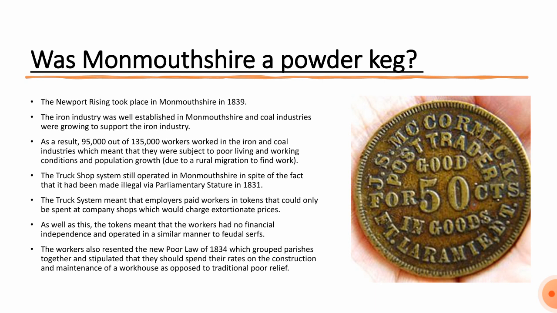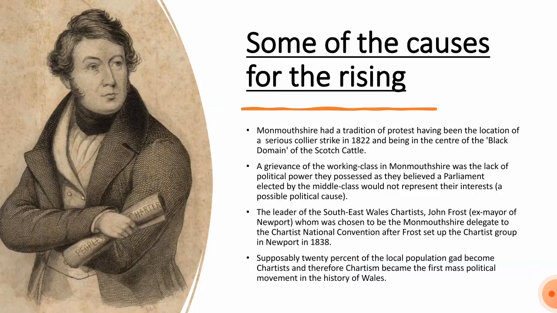The workers also resented the new Poor Law of 1834, which grouped parishes together and stipulated that they should spend their rates, so that's the money that the workers pay them, on the construction and maintenance of a workhouse, as opposed to traditional poor relief. And obviously the workers hated this because it was humiliating. They preferred the old system, where essentially the parishes would help the people on an individual basis. So like, say they were starving, the parish would provide them with food.